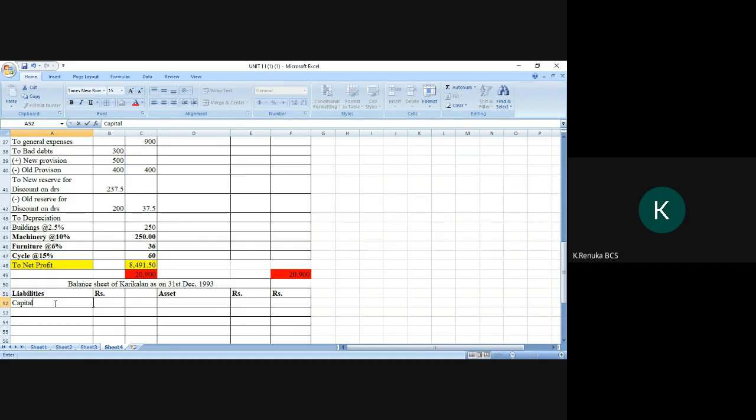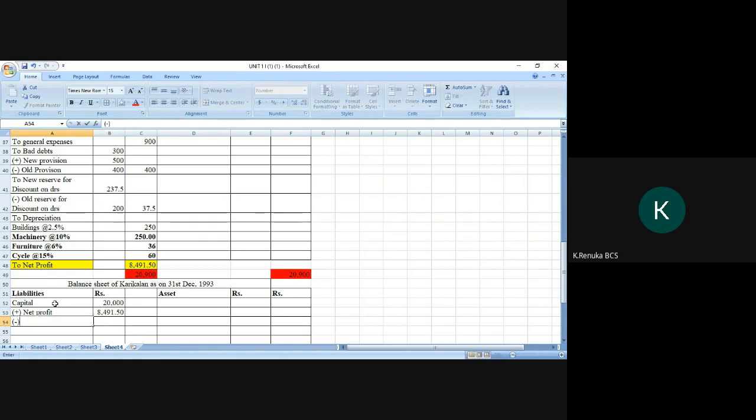Capital, they have given you in your question, it is 20,000. We have net profit, that is an additional income for you. So you need to add your net profit, it is an income. Net profit value is what has been calculated in the P&L account, that is profit and loss account, that is 8,491.50.